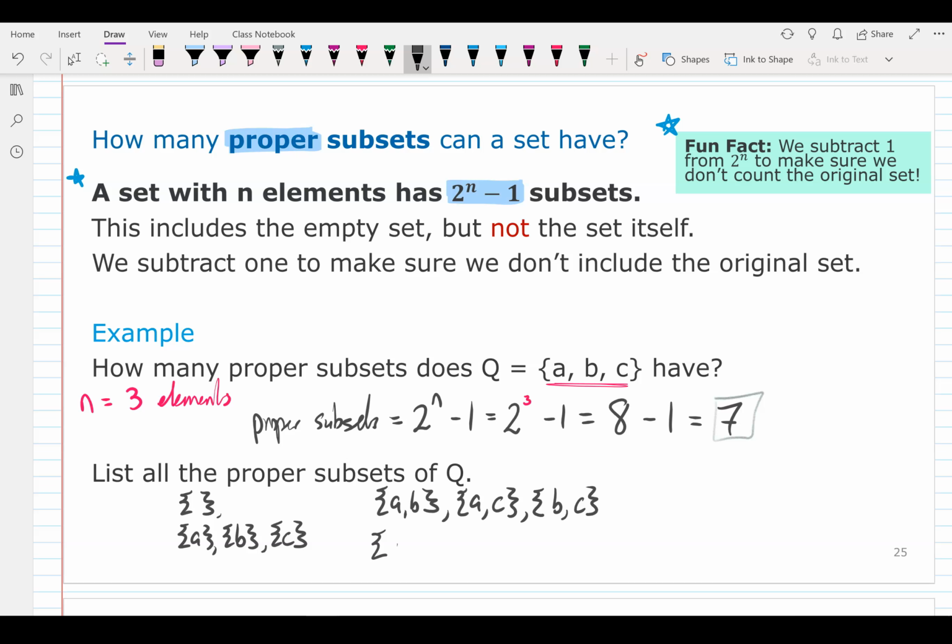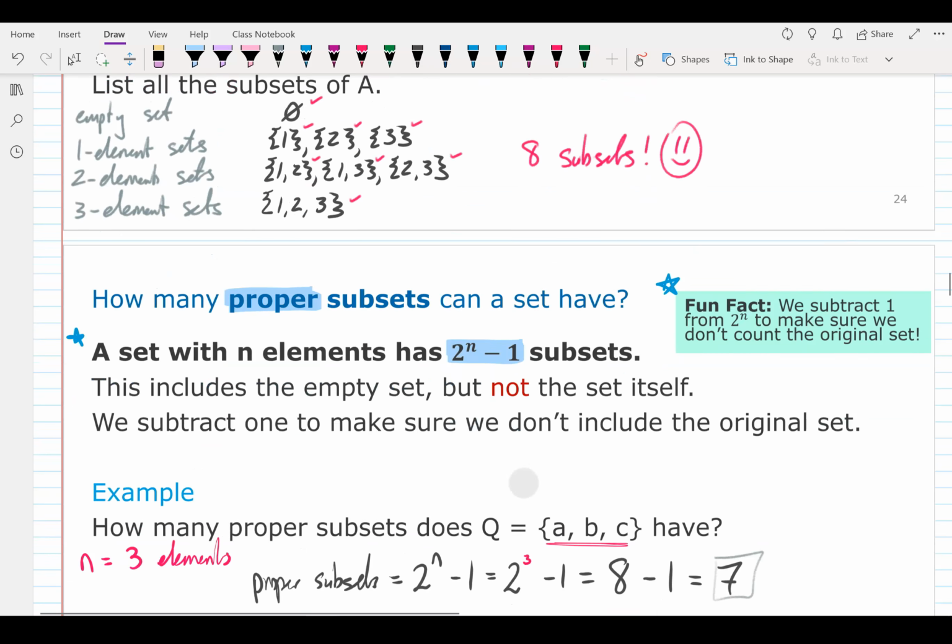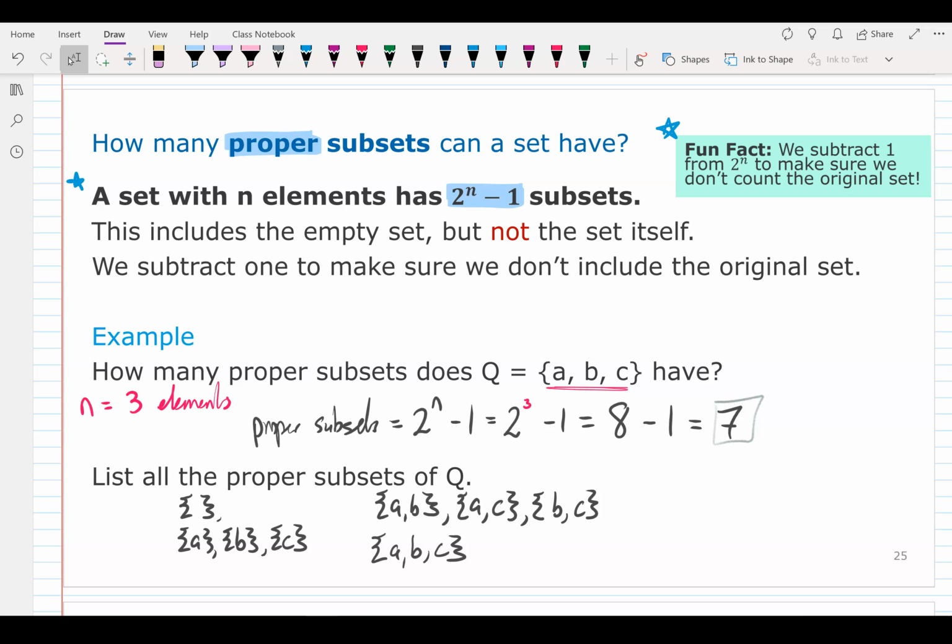And then what about the set ABC? That's a 3-element set, isn't it? Wouldn't that be okay? Isn't that the same as before when we did 1, 2, 3? Well, let's check and see if our formula tells us the right answer. Let's count. We need to have 7 proper subsets. 1, 2, 3, 4, 5, 6, 7, 8. So there's a problem. There's an 8th.